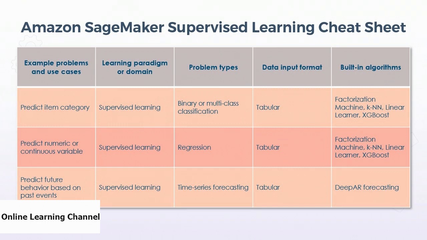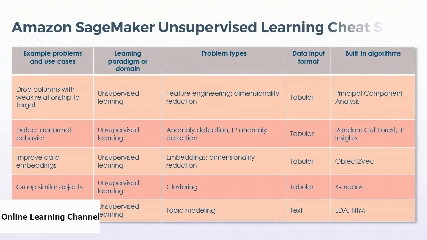Please refer to this cheat sheet if you want to know what specific service and models to use for Amazon SageMaker. Let's look into the cheat sheet for unsupervised learning. If you have to drop columns with weak relationship to target, you can use principal component analysis as a built-in algorithm. If your plan is to detect abnormal behavior, you can use Random Cut Forest and IP Insights. If you're trying to improve data embeddings, you can use Object2Vec. If your goal is to group similar objects, you can use the built-in k-means. And finally, if you're trying to organize documents into topics, you can use algorithms like LDA and NTM.